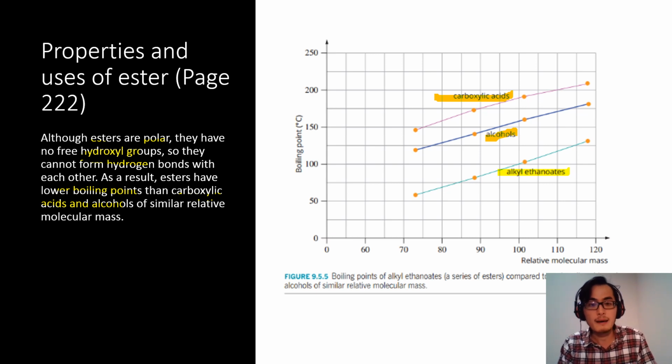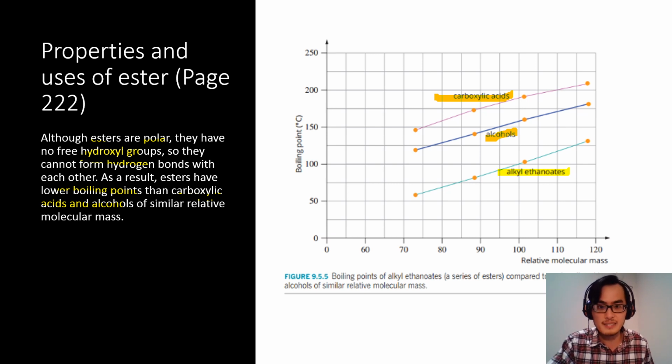Alcohol and carboxylic acid are also polar. All three of these compounds are polar. The difference between them is that carboxylic acid and alcohol can form hydrogen bonds, and alkyl ethanoate cannot form hydrogen bonds. So even though all of them are polar, alkyl ethanoate can only form dipole-dipole, whereas carboxylic acid and alcohol can form both dipole-dipole and hydrogen bonds. That is the reason why the boiling points of carboxylic acid and alcohols are higher as compared to the ester. In this case, the ester is alkyl ethanoate.